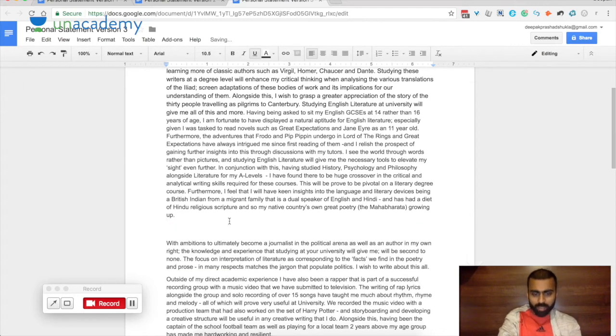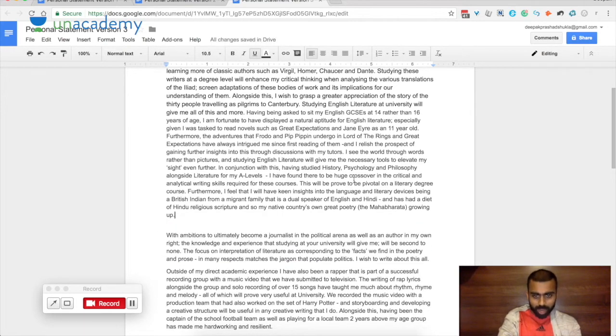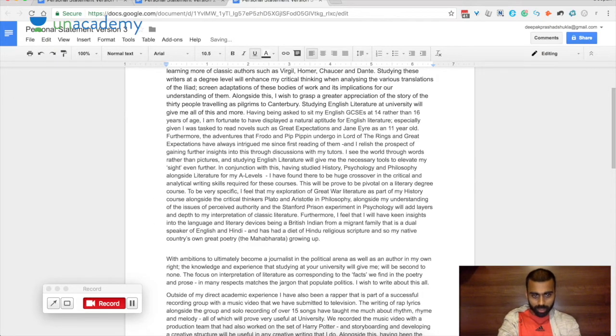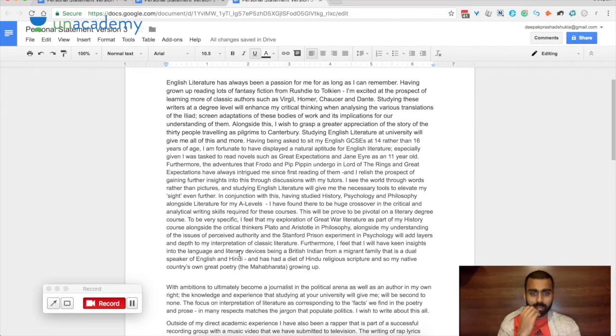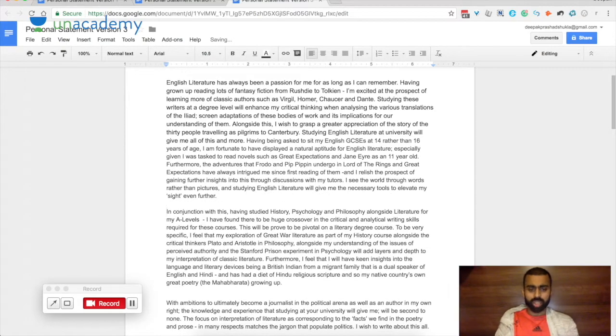So if we cut that out there and go back to where it is in the actual section here that relates to the courses, then we'll put that back there. And now let's have a look. I know it's got a little bit lost in there, so let me just split some of this up for you so you can see. We start talking about it here. So in conjunction with this, having studied history, psychology, and philosophy alongside literature for A-levels, I found there to be a huge crossover in the critical and analytical writing skills required for these courses.